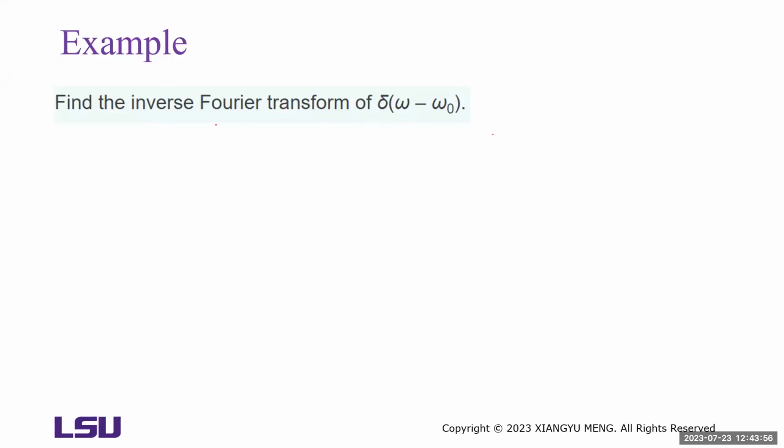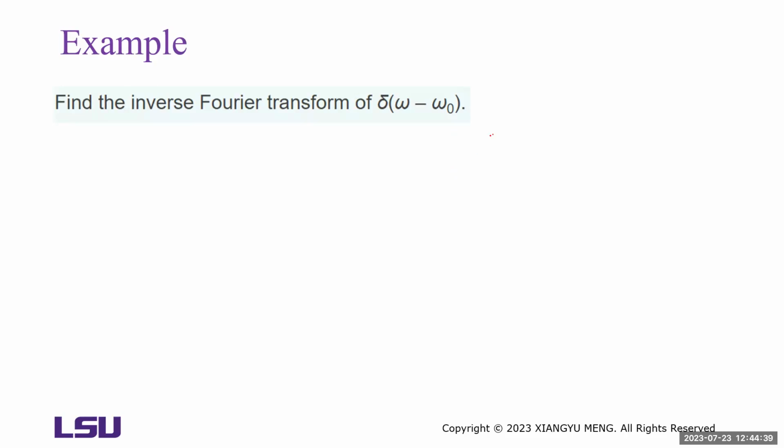This example is to find the inverse Fourier transform of delta(omega minus omega 0). Again, you can use the definition to find the inverse Fourier transform. I will also show you how to use MATLAB to calculate the inverse Fourier transform of delta(omega minus omega 0). Then I will show you how to use the properties of the Fourier transform to find the inverse Fourier transform of delta(omega minus omega 0).